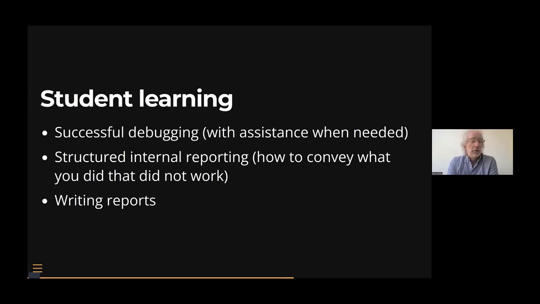What did they learn, from talking to them after the summer? They learned how to successfully debug. They also learned when to call in the extra help, when they figured out that they did not know something. They definitely learned how to provide that structured internal reporting that I mentioned earlier, how to convey succinctly to others what's not working for us, to then be able to quickly hop on and discuss how to do this. And they learned how to write those reports.